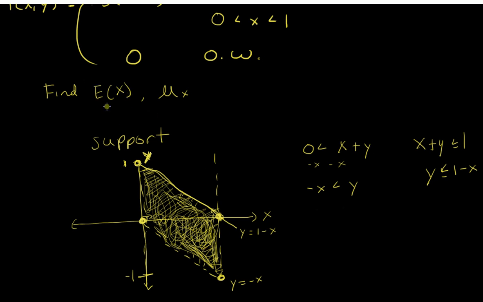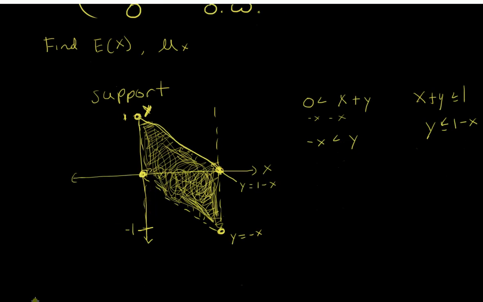Now that will help me enormously when I'm trying to find my integration bounds for the expected value of x. So how do I find the expected value of x? By definition, the expected value of x is the integral of x times the marginal distribution. I'm going to use f with the subscript x to note that this is the marginal distribution of x.